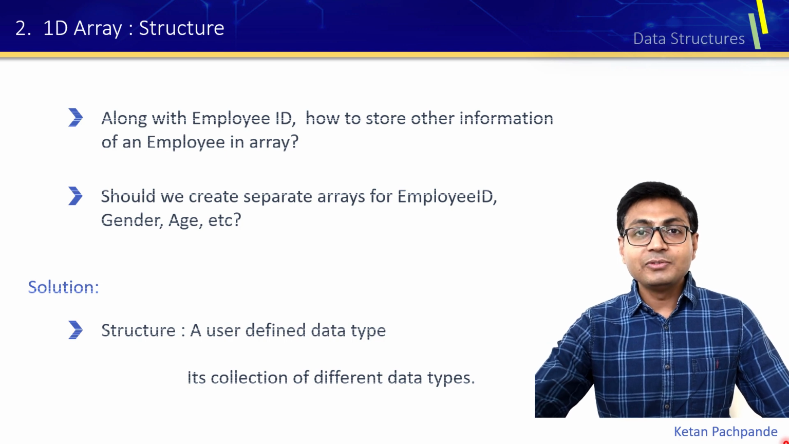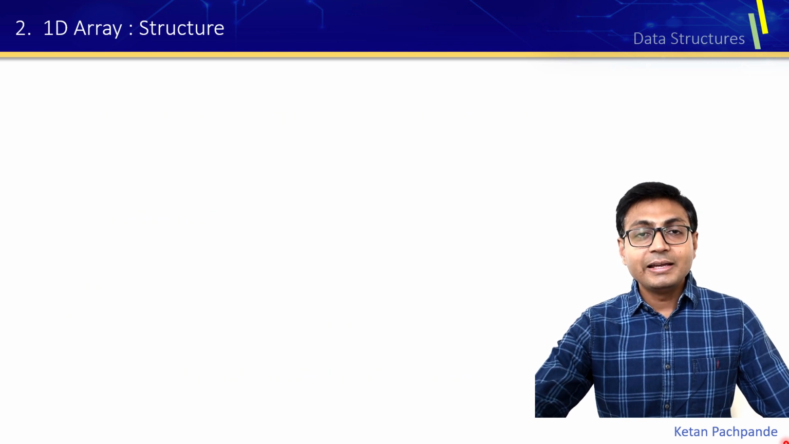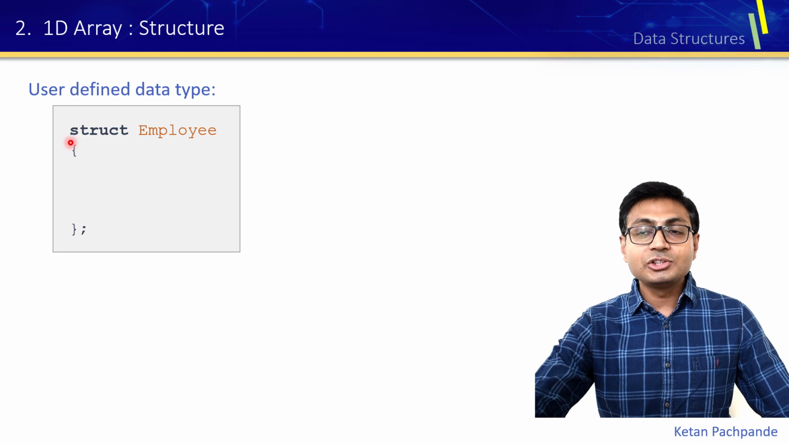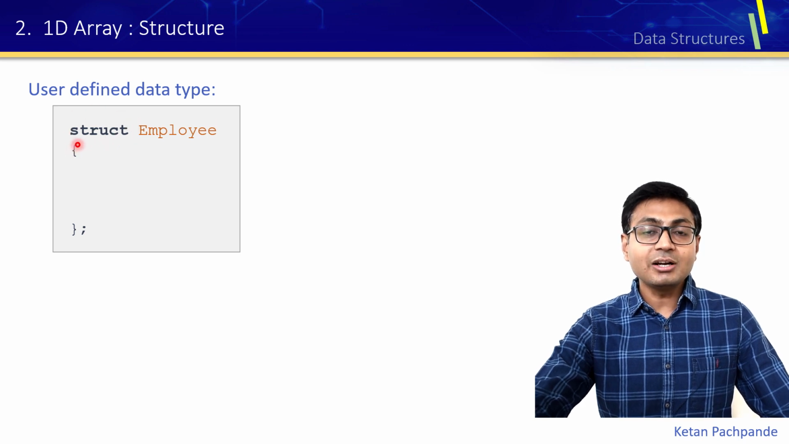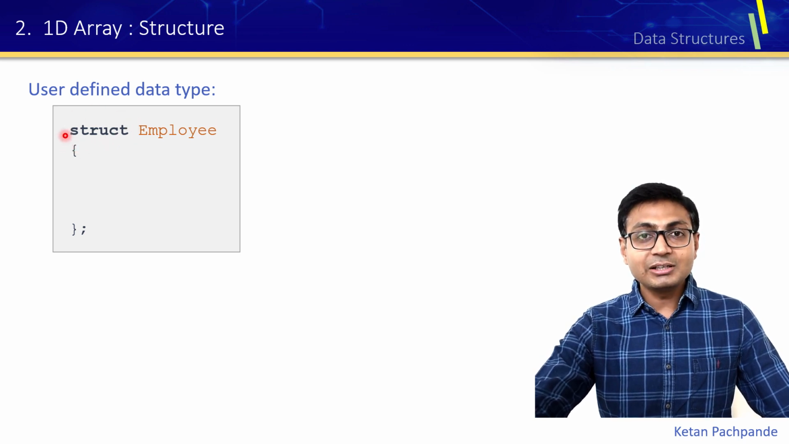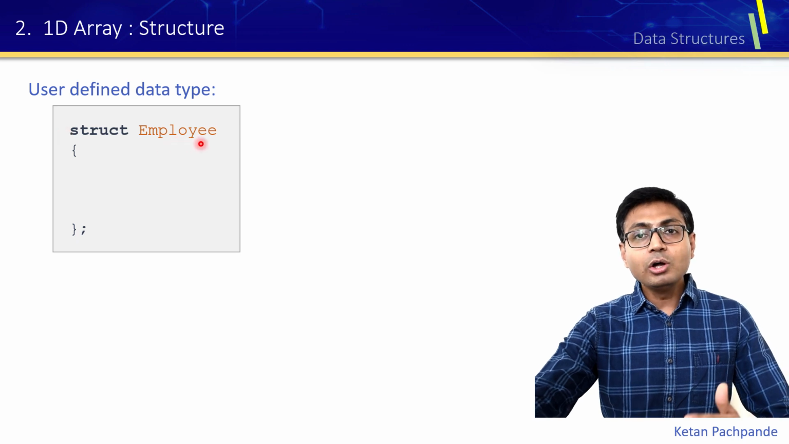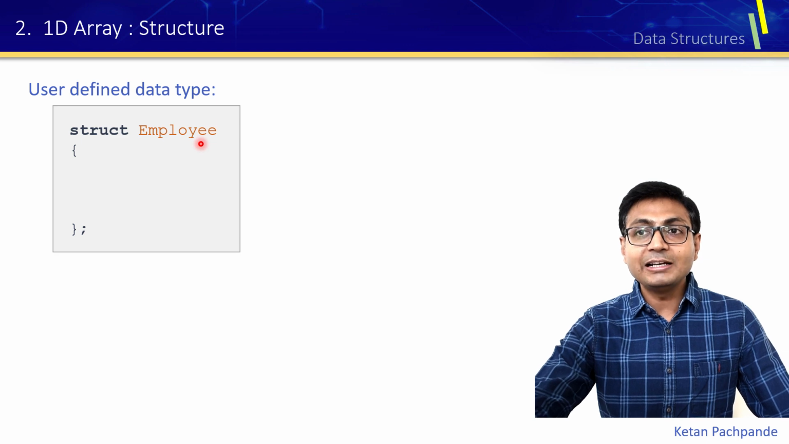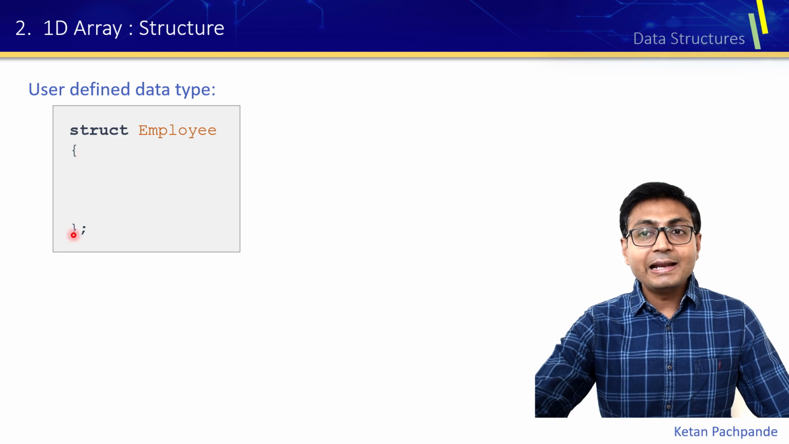Let me explain with the help of a C++ example here. So here I am defining the structure employee. In C++, you have to use the struct keyword, followed by your own name of the data type. Here my own name of the data type is employee. Then an opening curly bracket and a closing curly bracket, followed by a semicolon.